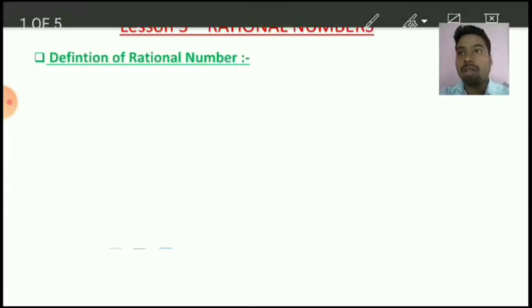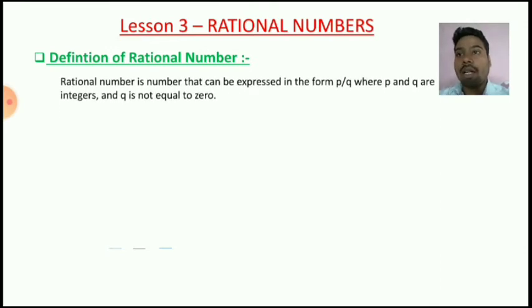A rational number is a number that can be expressed in the form of p divided by q, p by q form, where p and q are integers and q is not equal to 0. Means a rational number is expressed in the form of p divided by q, and p and q are integers and q is not equal to 0. So this form of numbers is known as rational numbers.